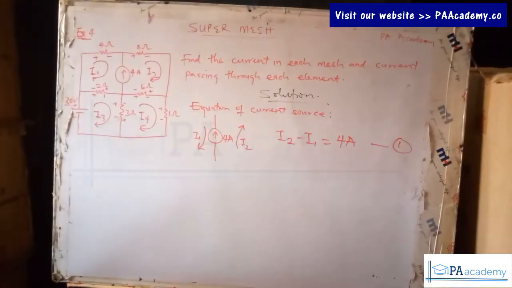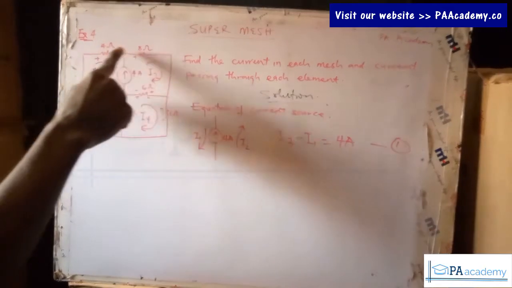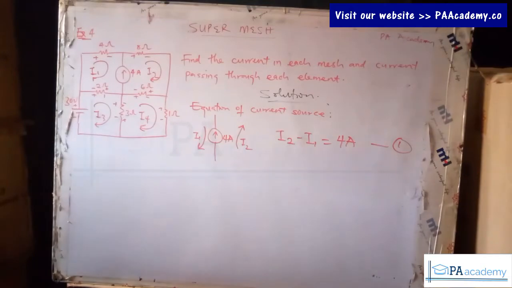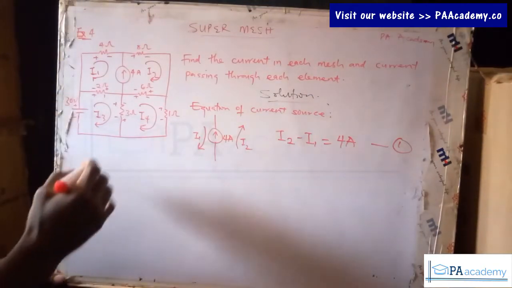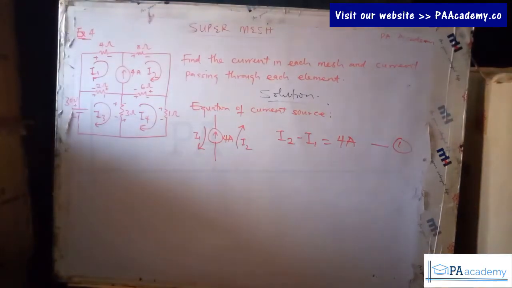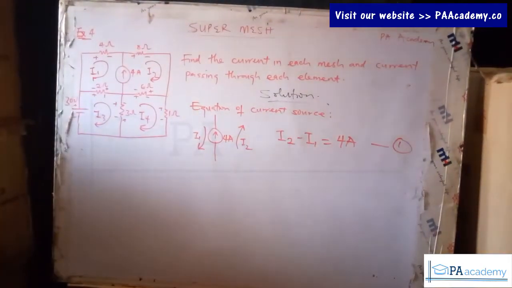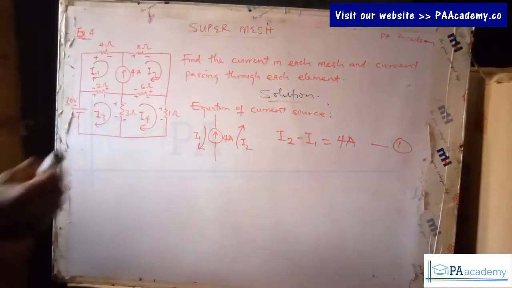Alright, having done that, let's draw our SuperMesh circuit. Our SuperMesh circuit is this particular circuit where we have two meshes and the current source in between them. Let me see if this pen is working well. So let's draw our SuperMesh circuit.